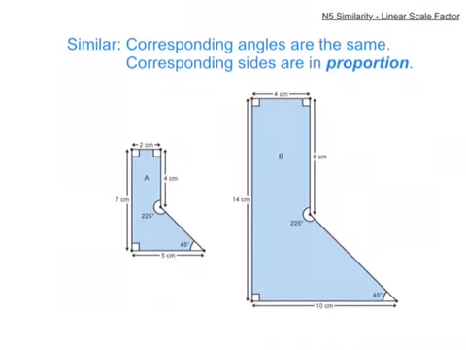This will be true for even much more complicated shapes. For example, this one here, every single length on the bigger shape is actually just 2 times the length on the smaller shape. Whereas the angles, if you look, 225 and 225, 45 and 45, they remain exactly the same.